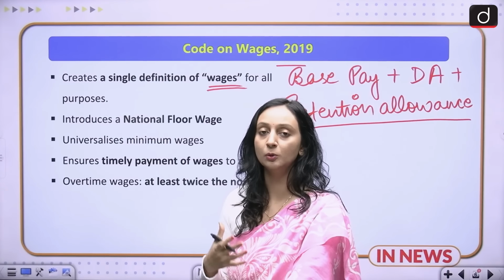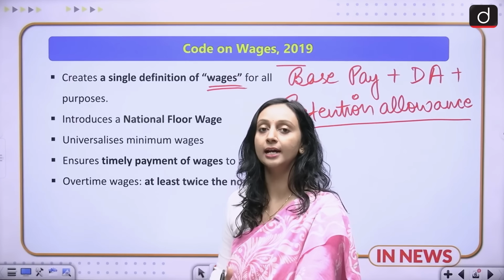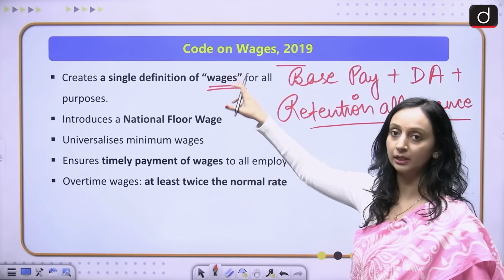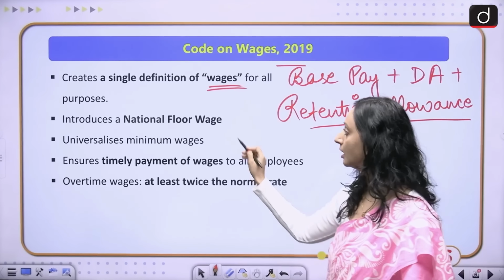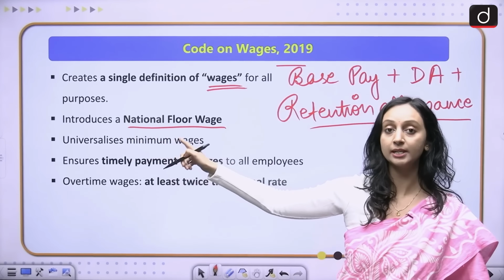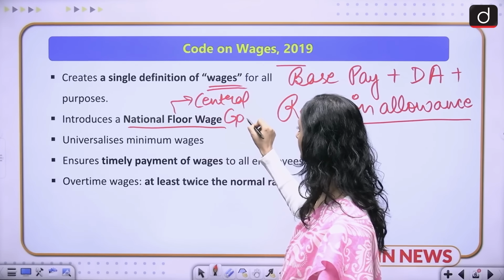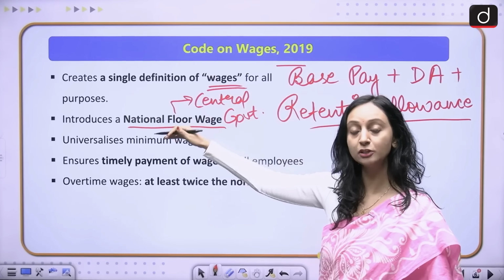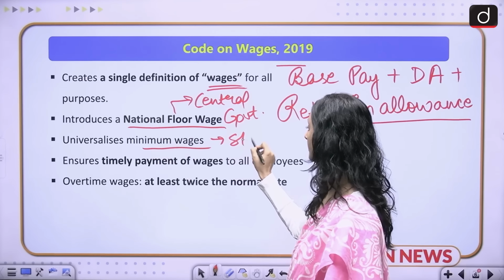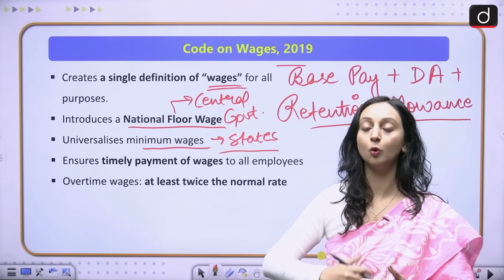And this was necessary to bring about uniformity in the calculation which requires wages. If different states are going to have different definitions of wages, then the calculation is going to be difficult and it is not going to be uniform. That is why it was very important to come up with one single unified definition of wages, and that is what we did in the Code on Wages. Then a national floor wage has been introduced. So the national floor wage has been introduced by the central government. And based on the floor wage, the states have to come up with minimum wages. So the minimum wages cannot be below the national floor wage.